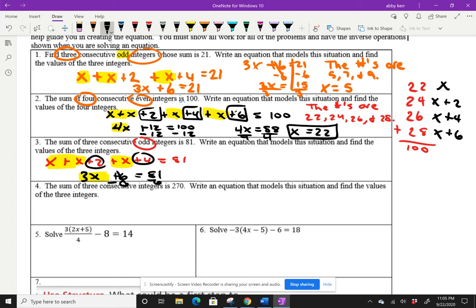So 81 minus 6 gets me 75. And then divide by 3.